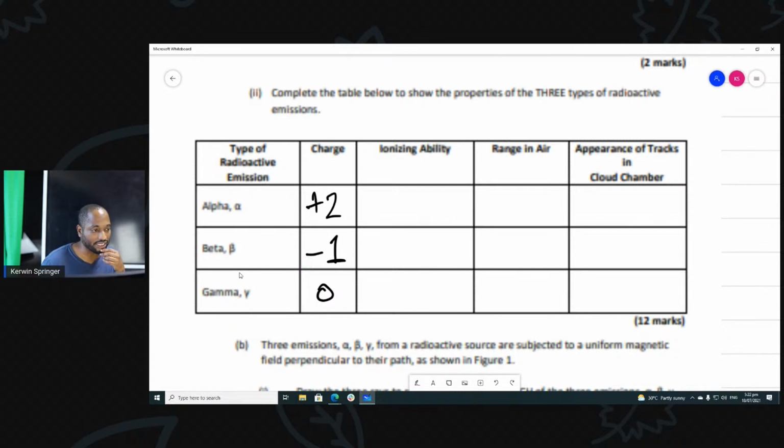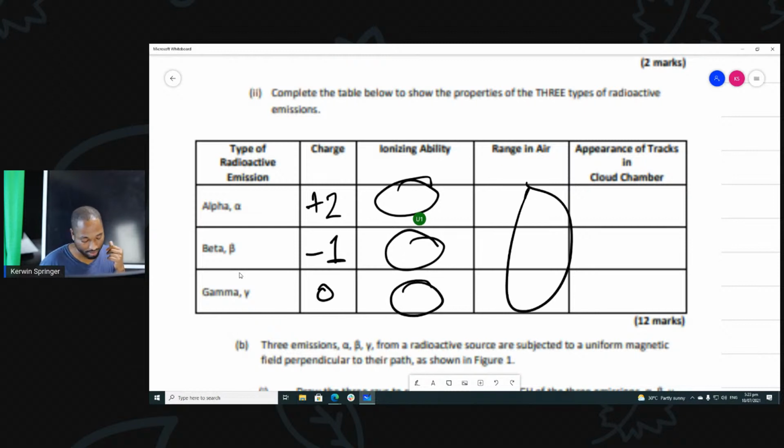What about the ionizing ability? Ionizing ability of alpha, beta, and gamma. I don't know why people are just sending me papers. Ionizing ability of alpha, beta, gamma. You can write the answers for this one time because there was a slight delay now. We have to speed up.